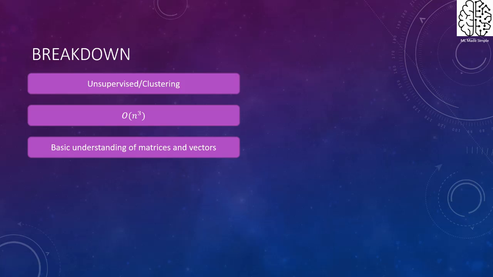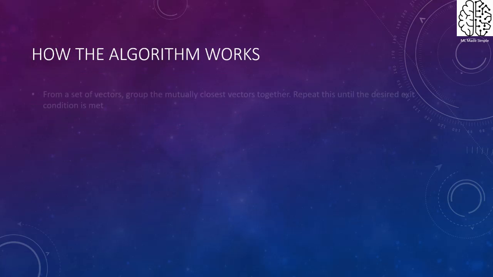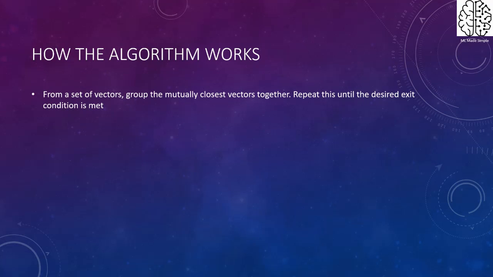So let's get started. How does this algorithm actually work? First, from a set of vectors, group the mutually closest vectors together. Repeat this process until our desired exit condition is met. We're not going to be talking about vectorizing your data today, because we talked about that in our nearest neighbors episode in episode 1. If you want to learn that, just check out that video.